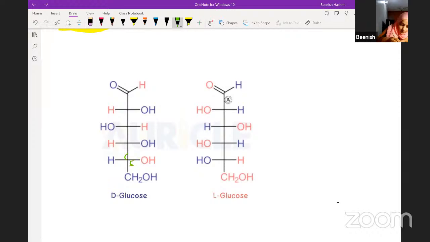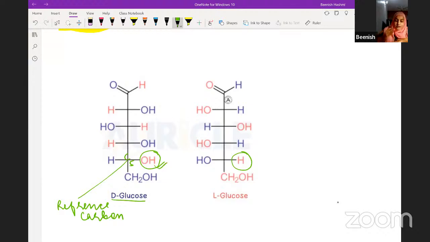Okay, so this is your carbon 5, C5. So your C5 is known as penultimate or reference carbon. You can see there is difference in orientation of hydroxyl and hydrogen. In D-glucose, you can see your hydroxyl is on the right side, whereas in L-glucose, your hydroxyl is on the left and your hydrogen is on the right. So there is difference in orientation in the penultimate carbon, and also you can see in carbon 2, 3 and 4, there is difference in orientation.